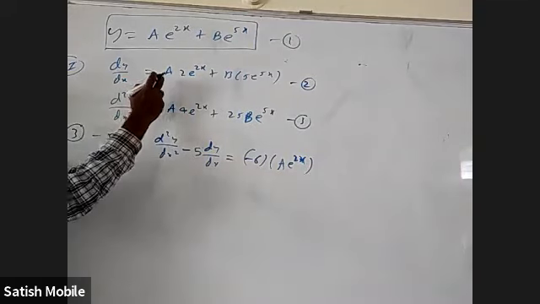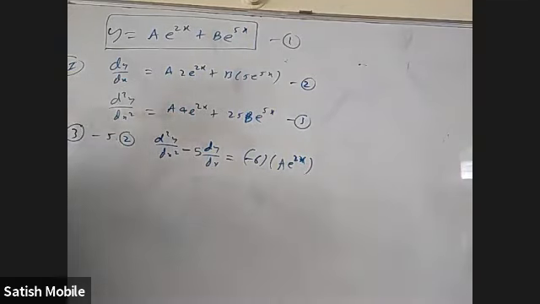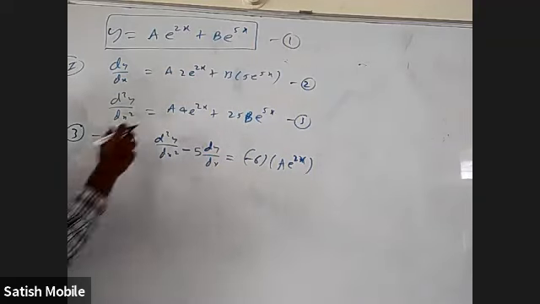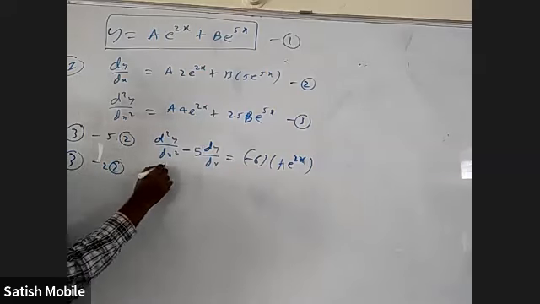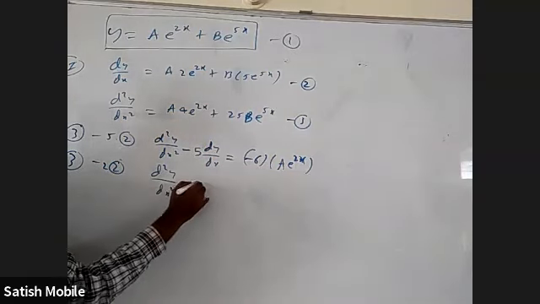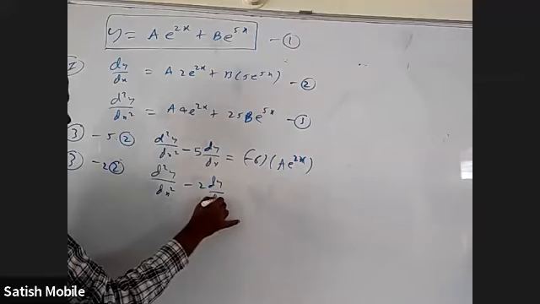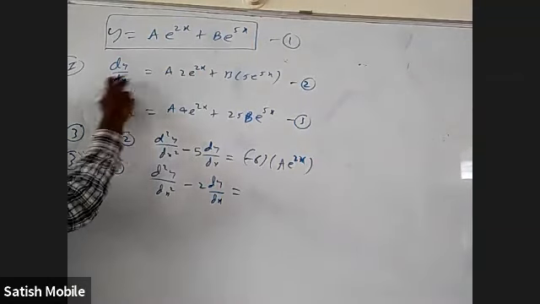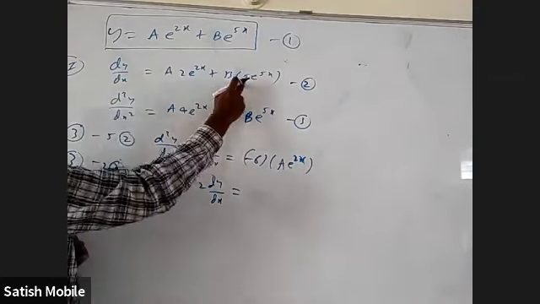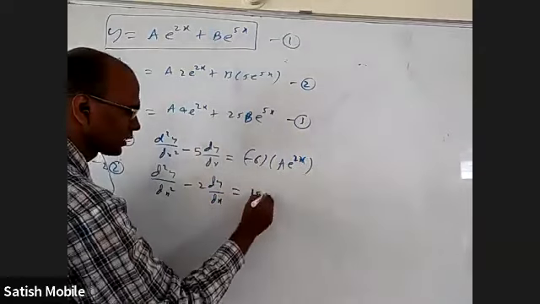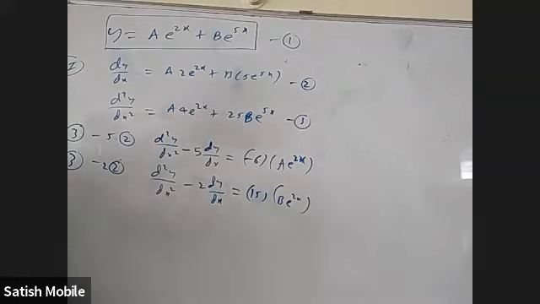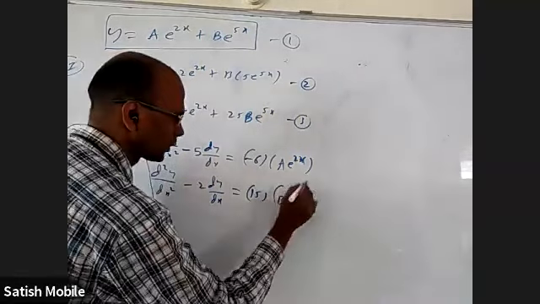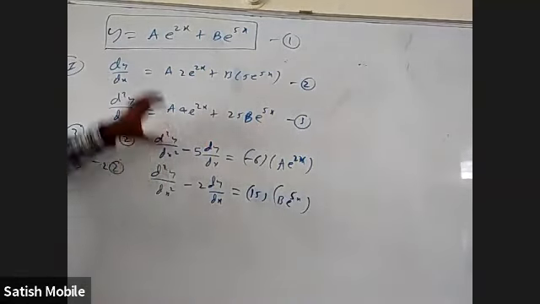If I want to eliminate a, then I'll get b. Okay. How to eliminate? Multiply this with 2 and subtract. So equation 3 minus 2 times the second equation. That is d square y by dx square minus 2 dy by dx equal to, when I multiply by 2 and subtract, this will go, this will be 10, 25 minus 10 is 15. I'll get 15 into b e power 5x. That's it. Now substitute these two here.